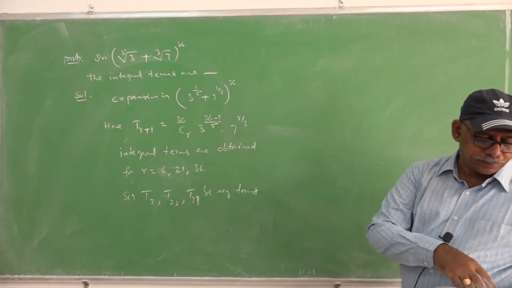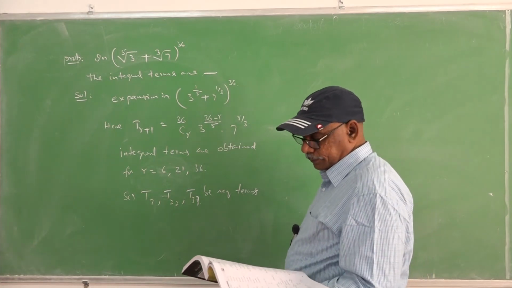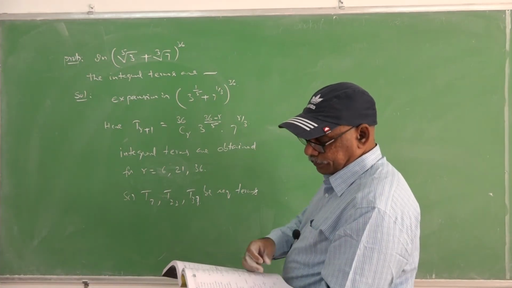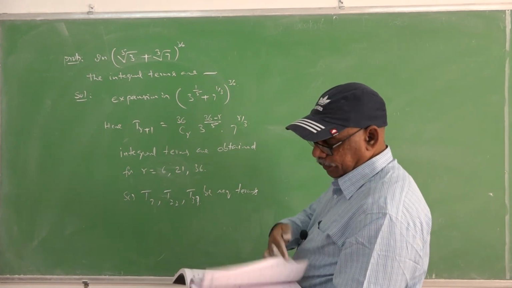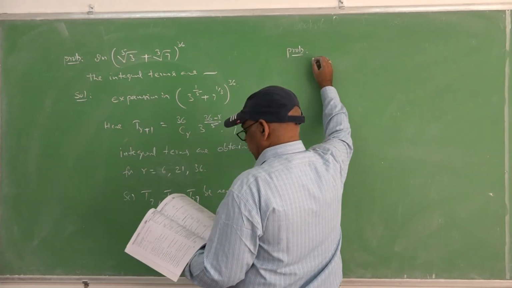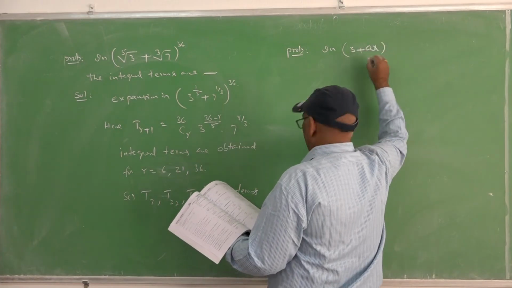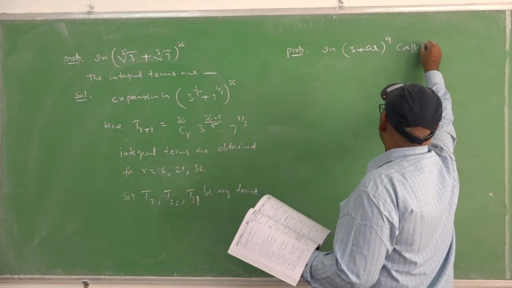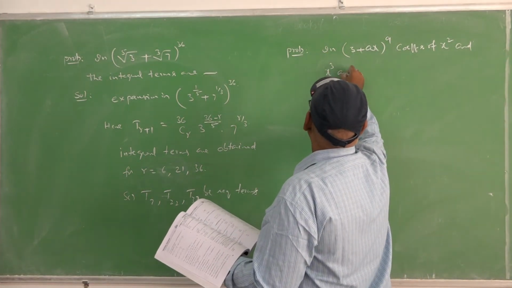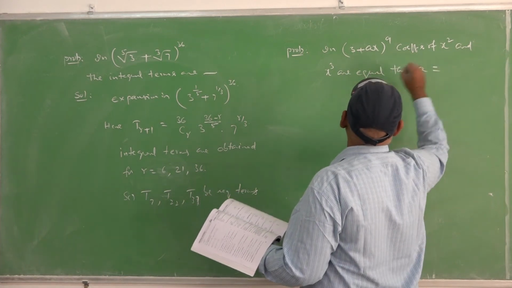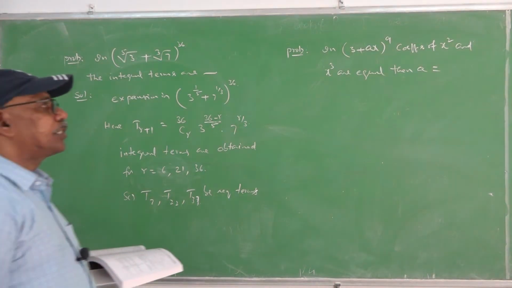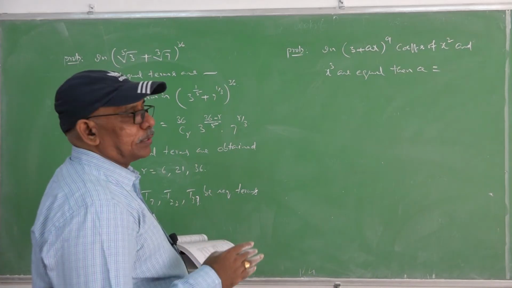Next problem. In the binomial expansion (3 plus ax) whole power 9, if the coefficients of x square and x cube are equal, then a equal to.